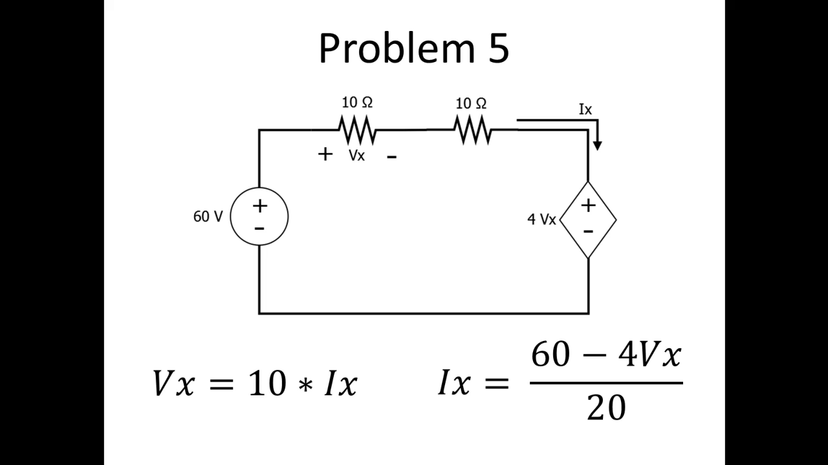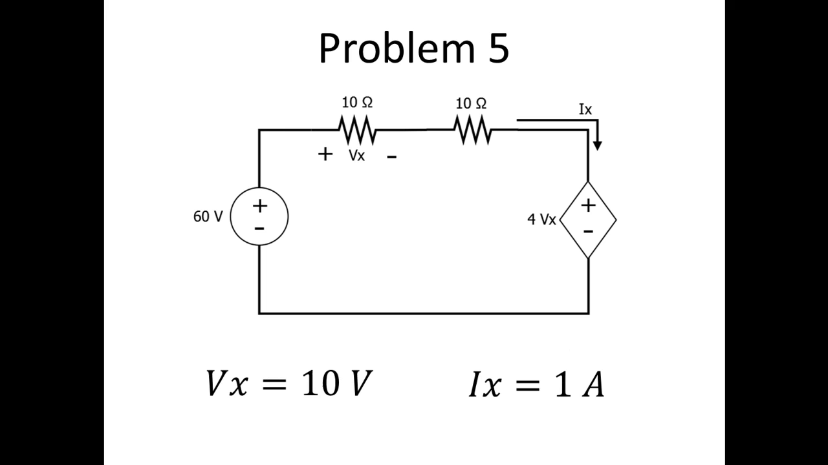We know that Vx is equal to 10 times Ix, because that is Ohm's law, and Ix is equal to 60 minus 4Vx divided by the resistance in between the nodes. This was also based on Ohm's law. This gives you two equations and two unknowns, which are Vx and Ix, and you can use a little algebra to solve these and see that Vx is equal to 10 volts and Ix is equal to 1 amp.